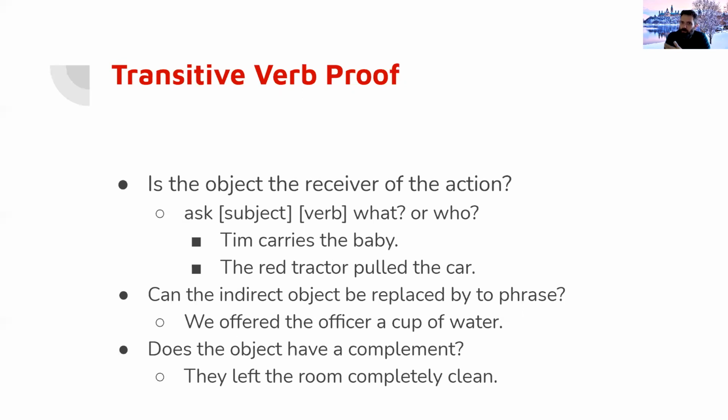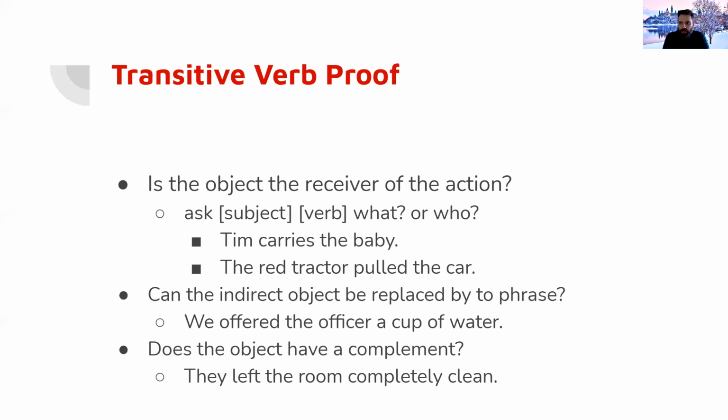Sometimes it gets more complicated when we've got an indirect object. Okay, so we can ask ourselves, can the indirect object be replaced by a to phrase? Okay, it's to someone. So we offered the officer a cup of water. Okay, we can think what part of that could be replaced with the to phrase. We offered the officer to a cup of water. We can't do that, but we could say we offered a cup of water to the officer. Then we know that a cup of water is the direct object. The officer is the indirect object.